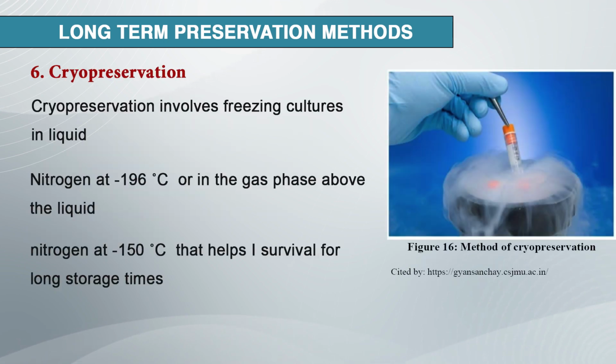Now, the cryopreservation method. As we know about cryopreservation, it is a liquid nitrogen method at minus 196 degrees Celsius. Cryopreservation involves freezing cultures in liquid nitrogen at minus 196 degrees Celsius or in the gas phase above the liquid nitrogen at minus 150 degrees Celsius. That helps in survival for long storage time.